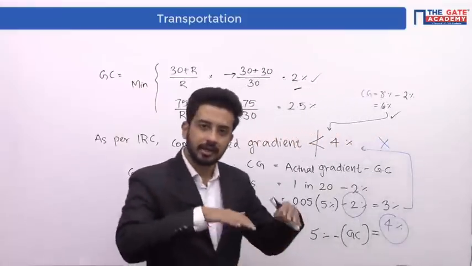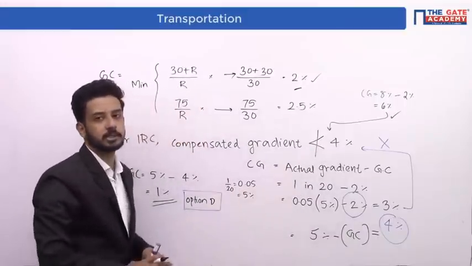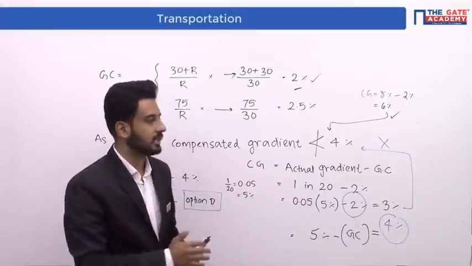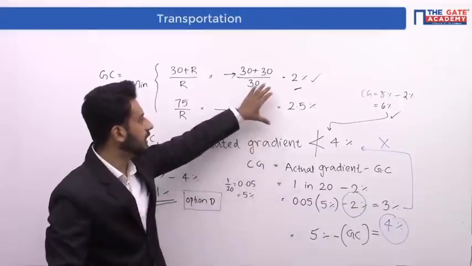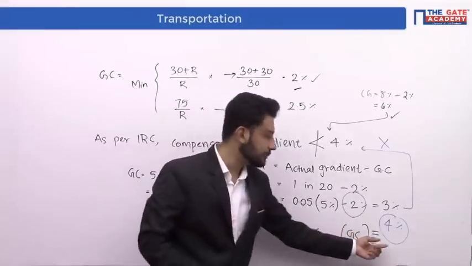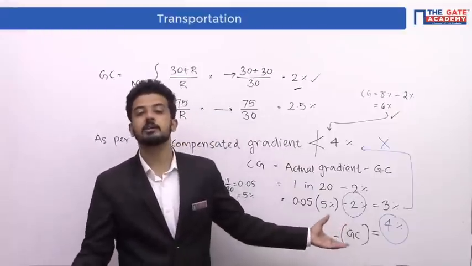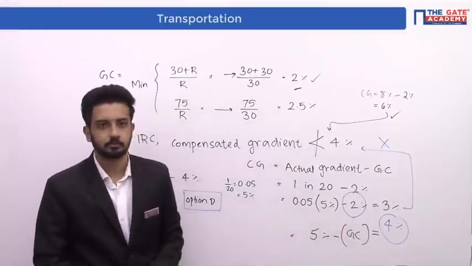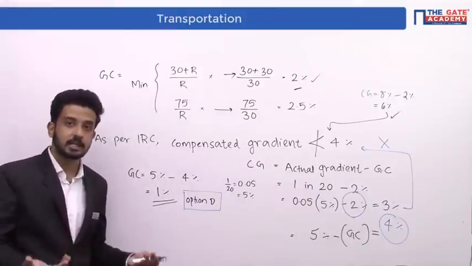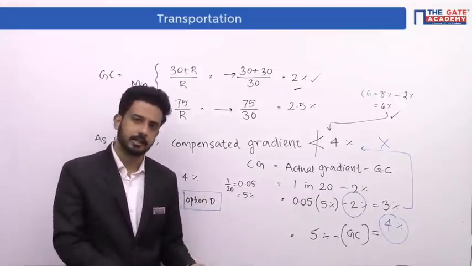Okay. It should not be less than 4%. It should be always greater than or equal to 4%. If we are obeying, whatever value we are getting here is the final answer. If we are not obeying, we have to limit this value as 4% and find out then what can be the value of grade compensation. Okay. So the same question they can ask, what is the value of compensated gradient? Like that also they can ask.